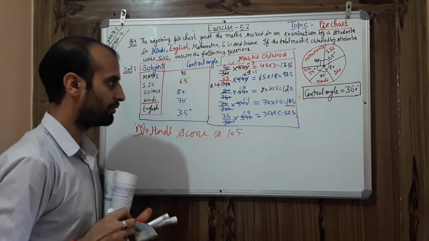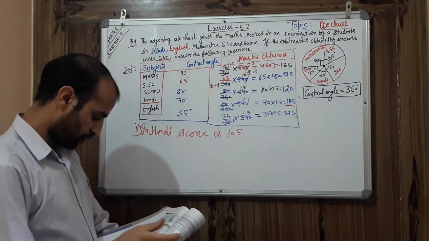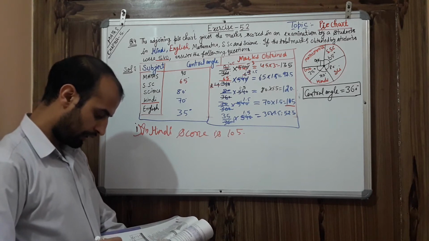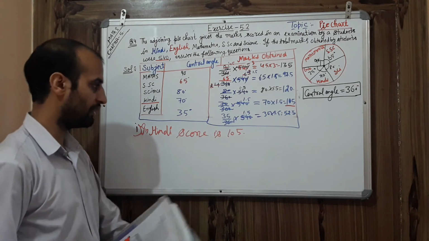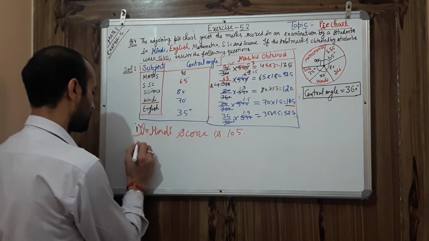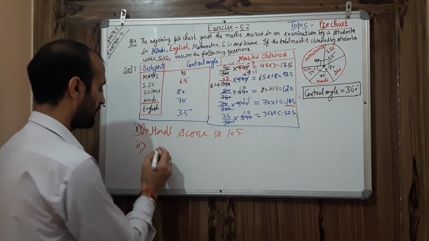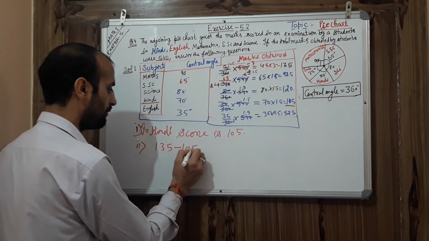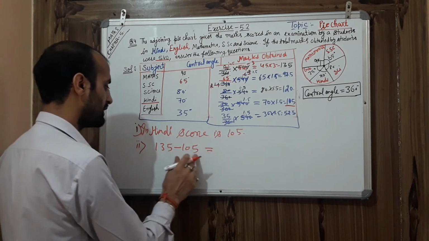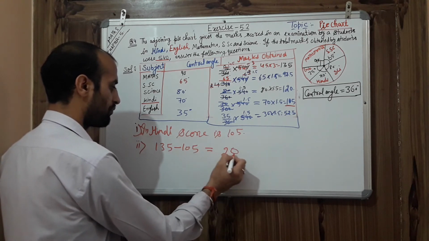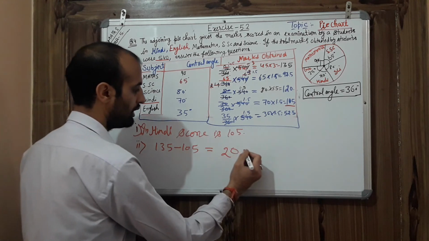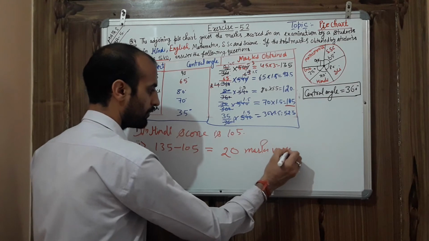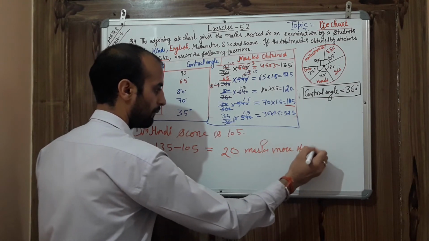Next question you have, question number 2. How many more marks were obtained by the student in mathematics than Hindi? So the question is, what is the difference between them? So we can write 135 in mathematics, 105 in Hindi. So the difference is 20 marks. So you can write 20 marks more than Hindi.